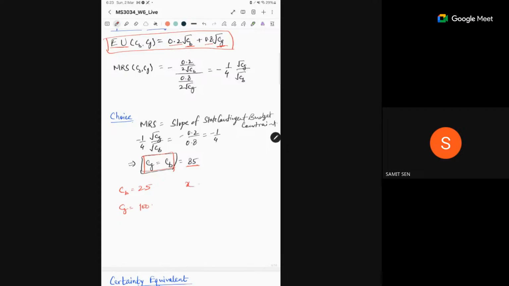So how much coverage do you need to purchase? I think that would be 60. And for that, how much will you be paying?